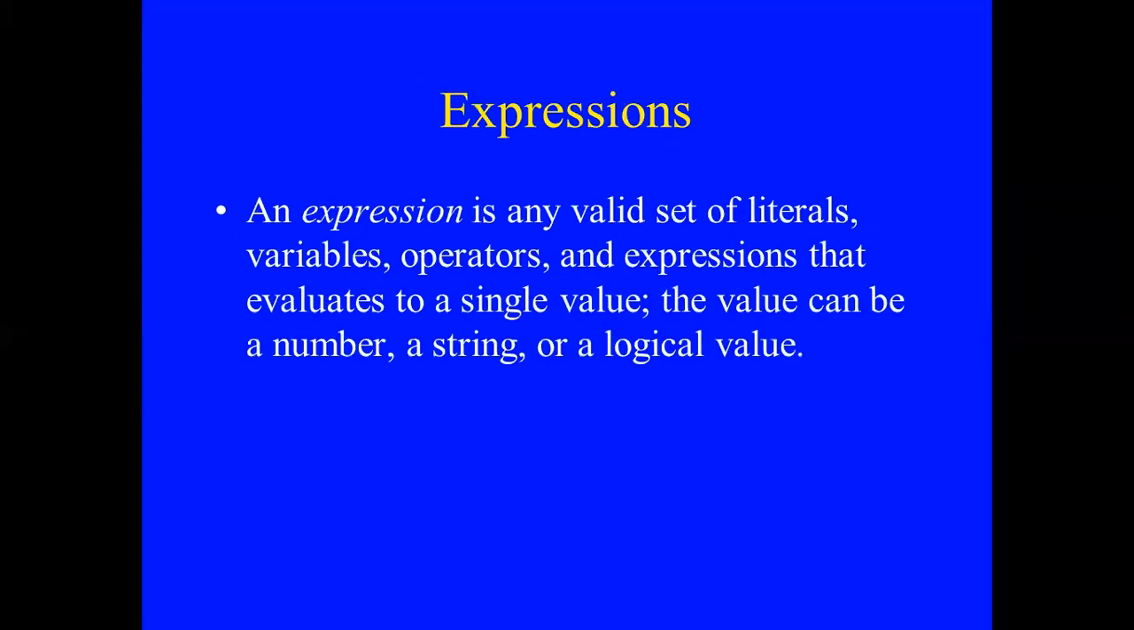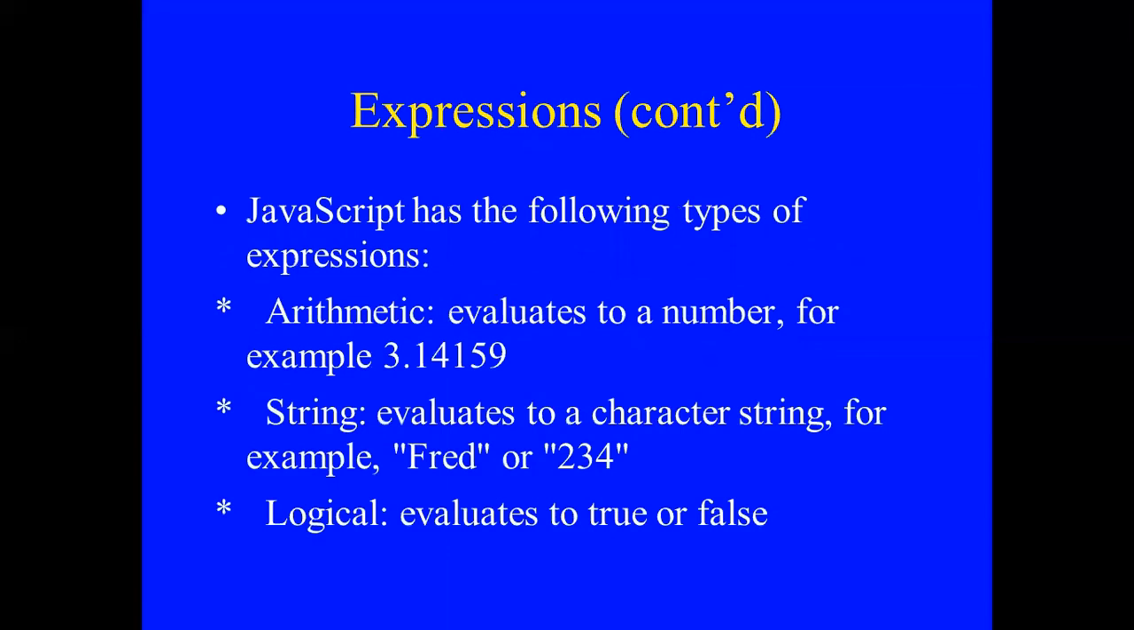Then next one is expressions. An expression is any valid set of literals, variables, operators, and expressions that evaluates to a single value. The value can be a number, a string, or a logical value. Here, JavaScript has the following types of expressions: arithmetic expressions, strings, and logical. Logical means it evaluates to true or false. Strings are character strings. Arithmetic means the numbers.